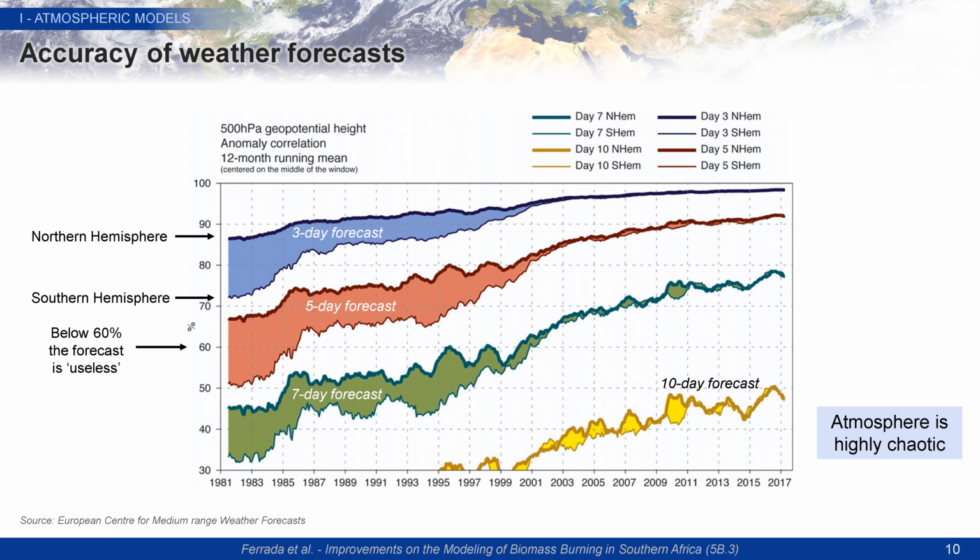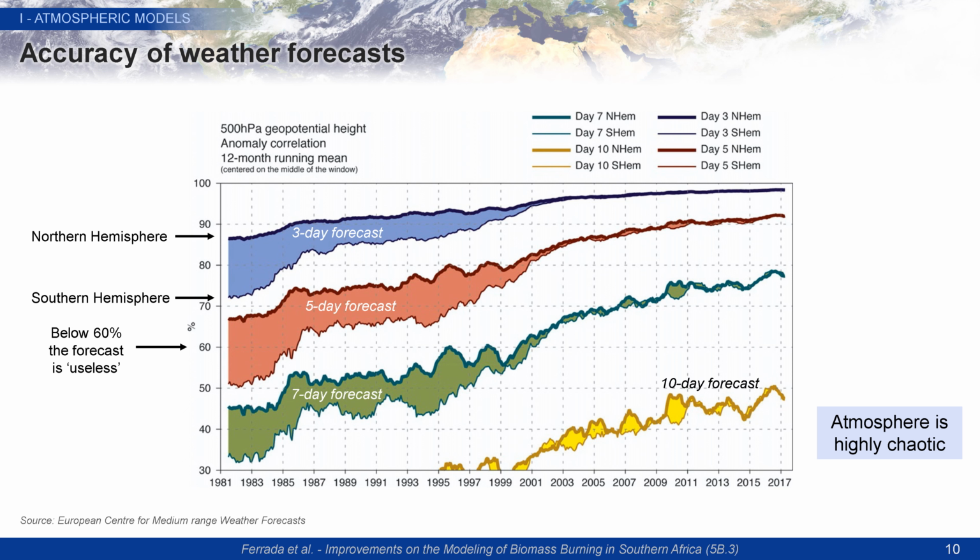Weather and climate modeling has improved notably in the last decades, and is still more limited by computational resources than by what we know about the atmosphere. This graph shows a time series from 1981 to 2017 of how the weather forecast from the ECMWF has progressively improved. Since the mid-2000s, we have 3-day forecasts with more than 95% accuracy.